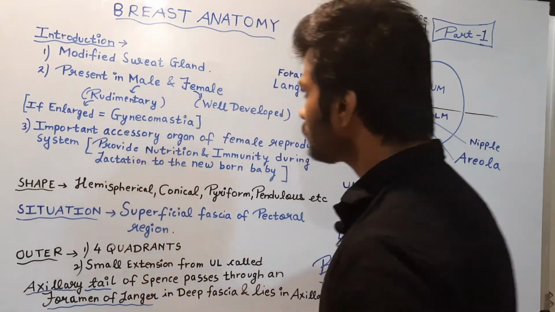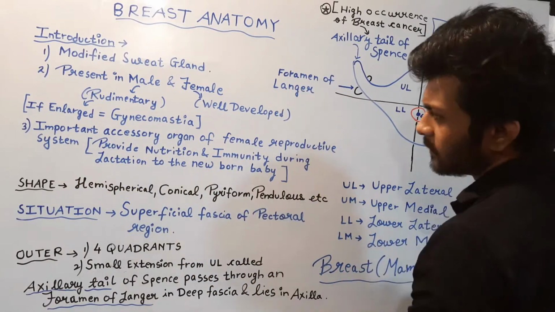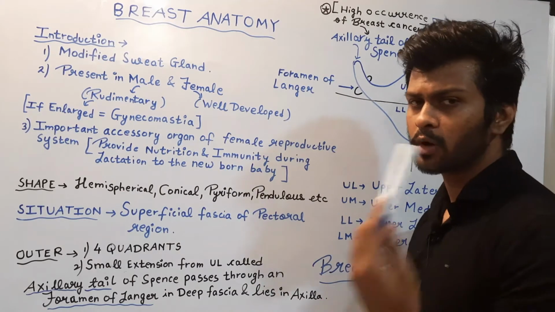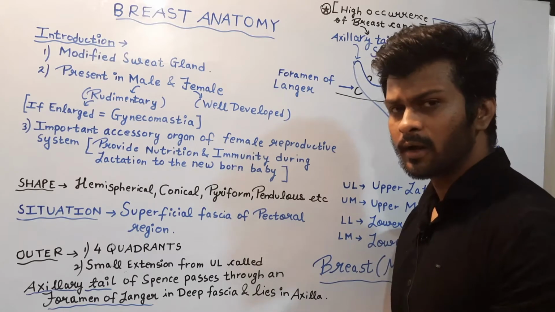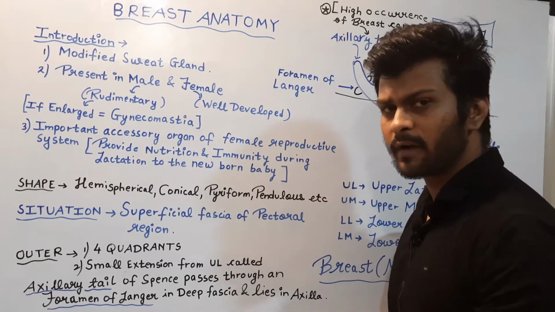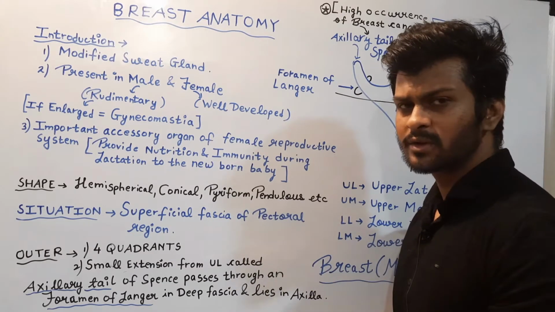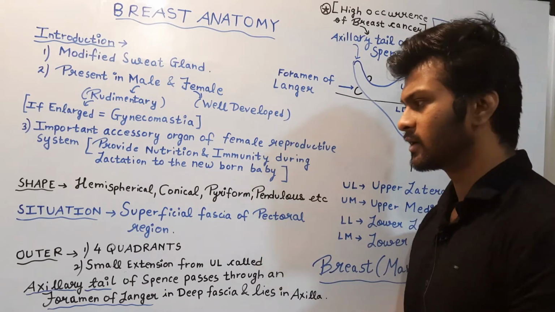The breast is an important accessory organ of the female reproductive system. It provides nutrition and immunity during lactation to the newborn baby. Nutrition, because breast milk has lactose, proteins, growth factors, etc. And it also has antibodies, due to which it can provide immunity to the newborn baby during lactation.